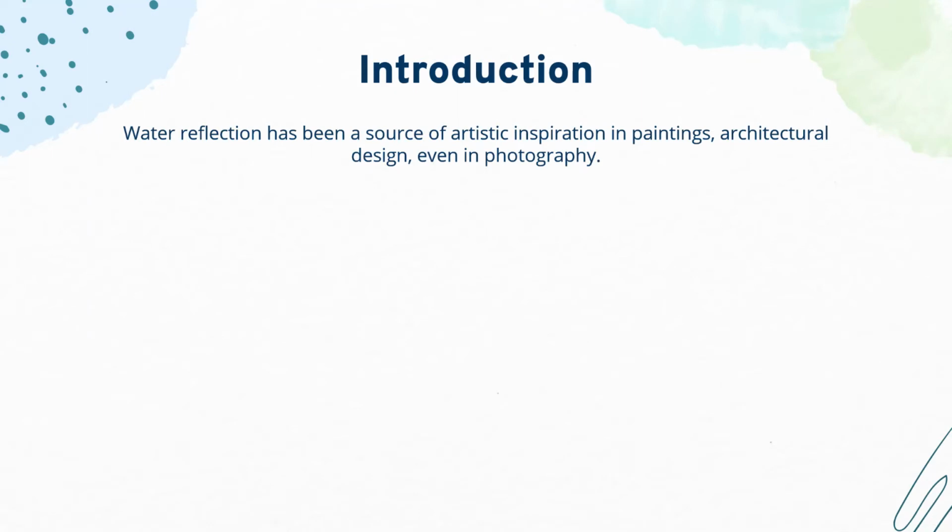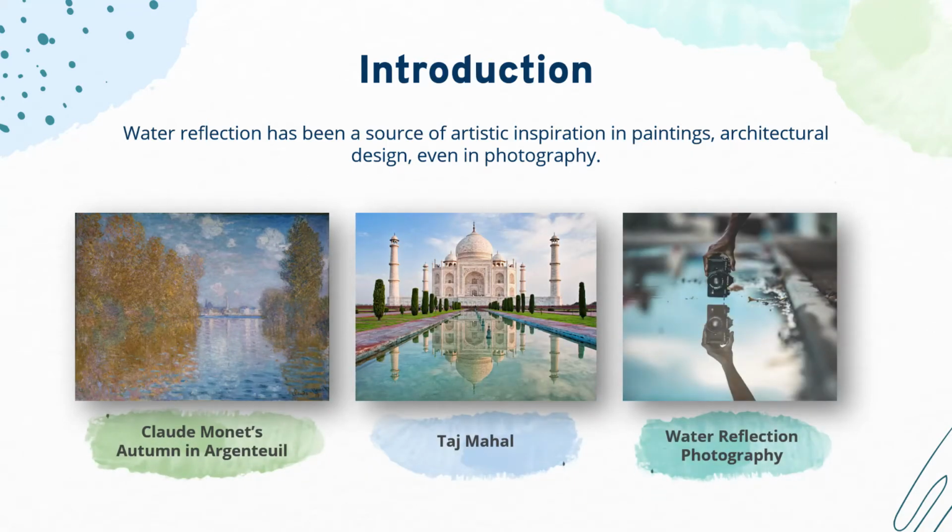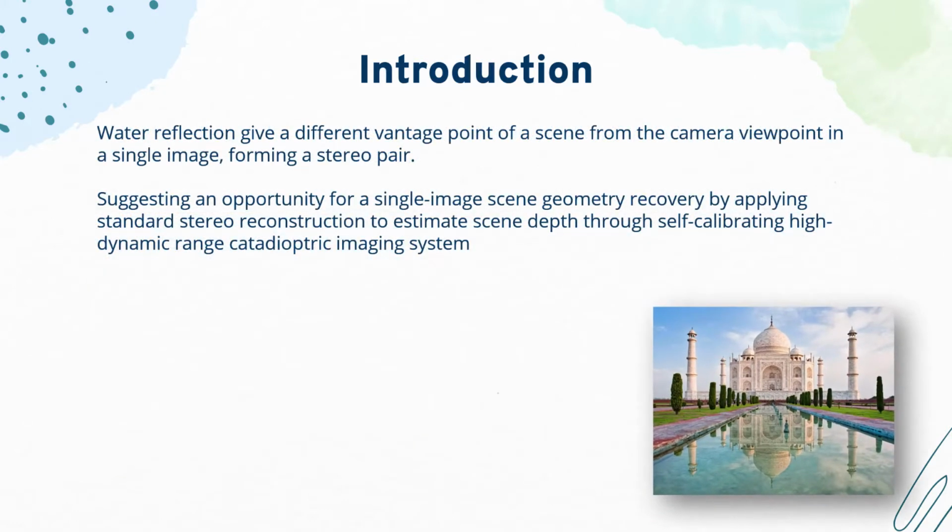Water reflection has long been a source of artistic inspiration in paintings, architectural design, and modern photography that compose reflection by a water surface together with direct sight of a scene. Water reflection will also give a different vantage point of the scene from the camera viewpoint when captured in a single image, collectively forming a flipped stereo pair. This suggests an opportunity for single image scene geometry recovery by applying standard stereo reconstruction to estimate scene depth through self-calibrating high dynamic range catadioptric imaging system.